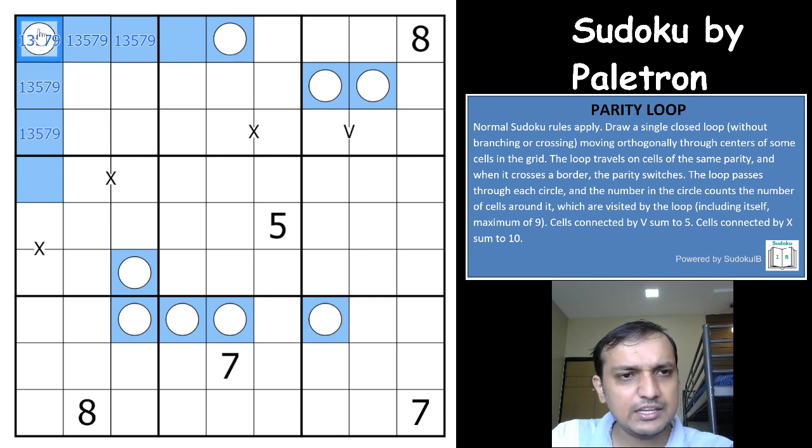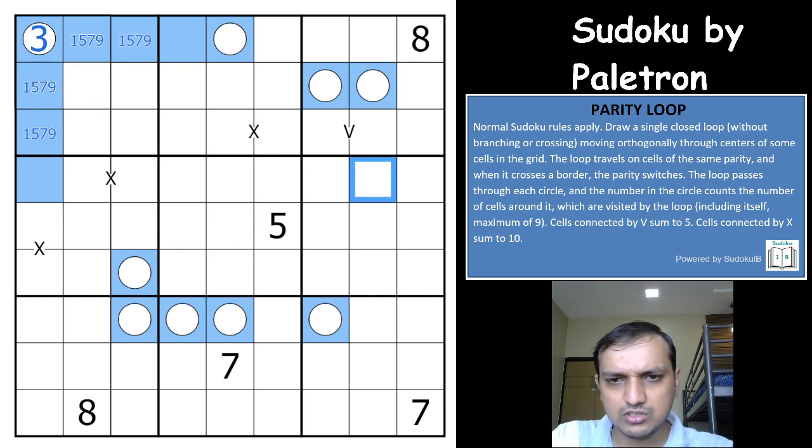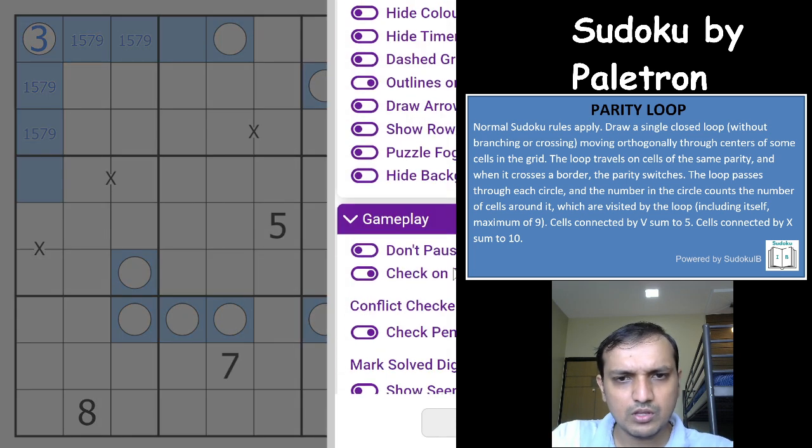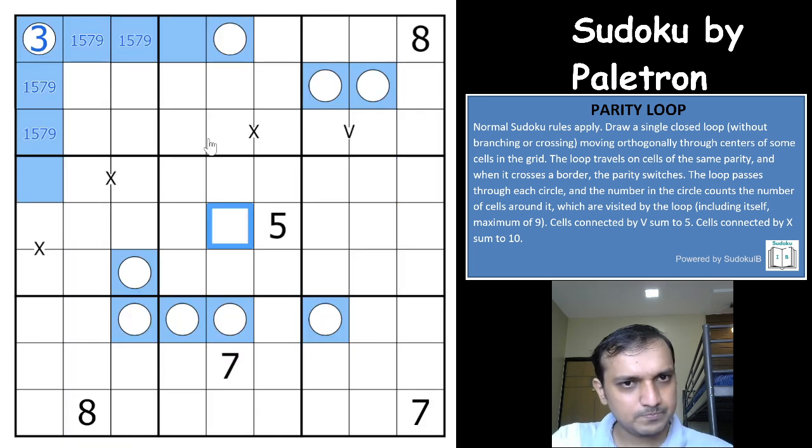And the circle indicates the number of cells surrounding it which are part of the loop, so this would have to be a 3. So none of these cells are 3. We got our first digit. I'll just remove the conflict checker. I usually don't like that.